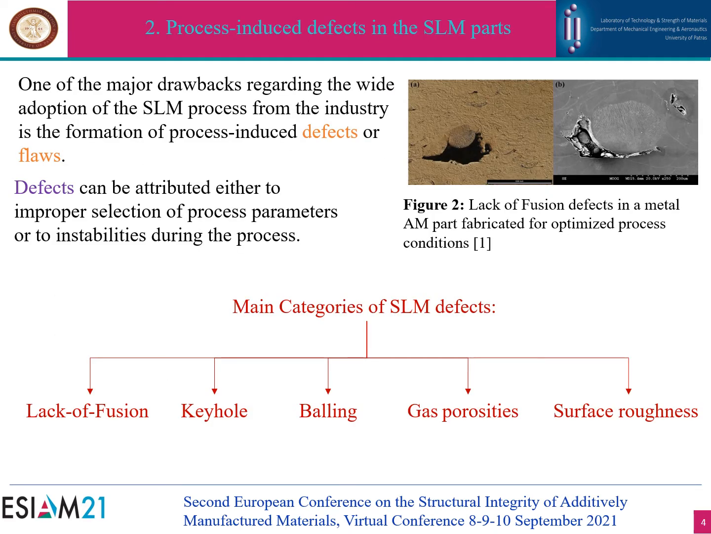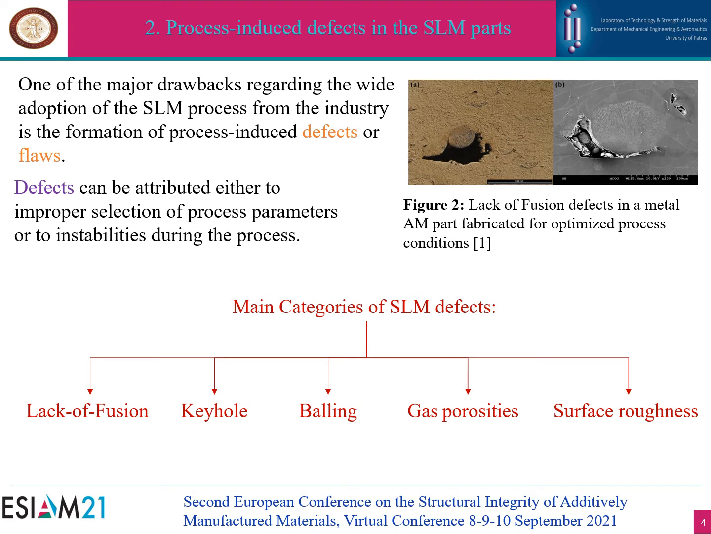One of the major drawbacks regarding the wide adoption of the SLM process by the industry is the formation of process-induced defects or flaws. Defects can be attributed either to improper selection of process parameters or to instabilities occurring during the process. As can be seen in Figure 2, lack of fusion defects formed in a metal AM part fabricated for optimized process conditions.